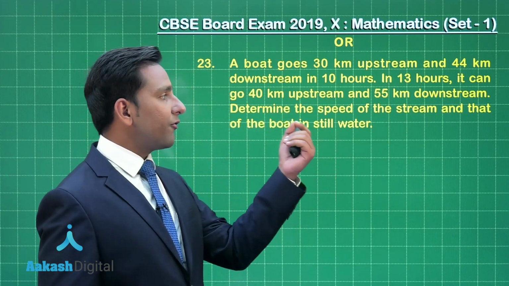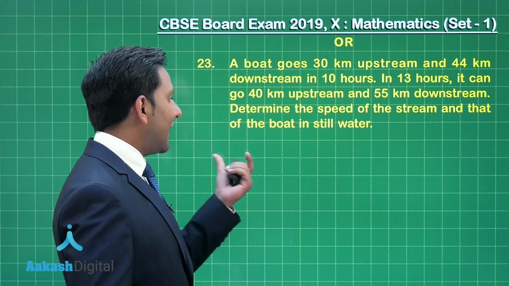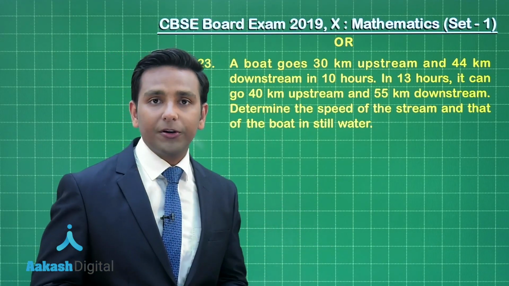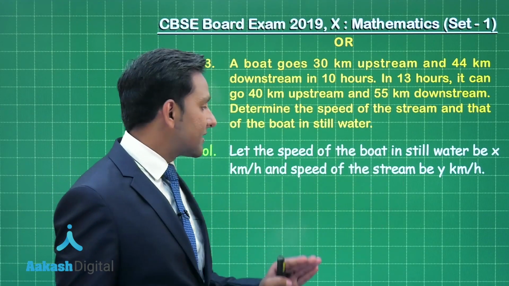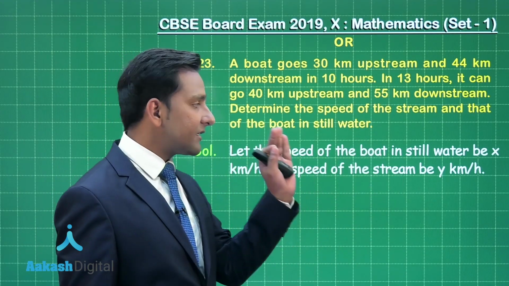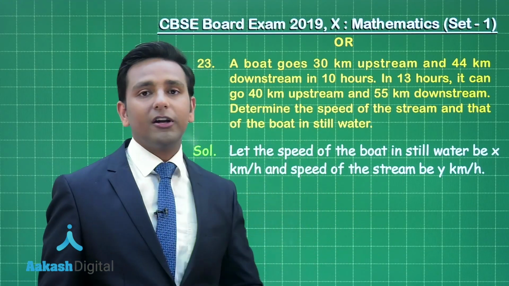Determine the speed of the stream and that of the boat in still water. First of all, we are assuming let the speed of boat in still water be x km/h and the speed of stream be y km/h.